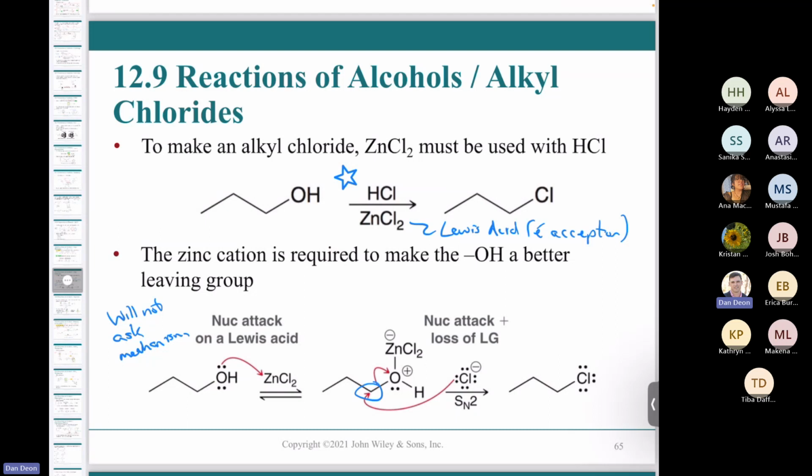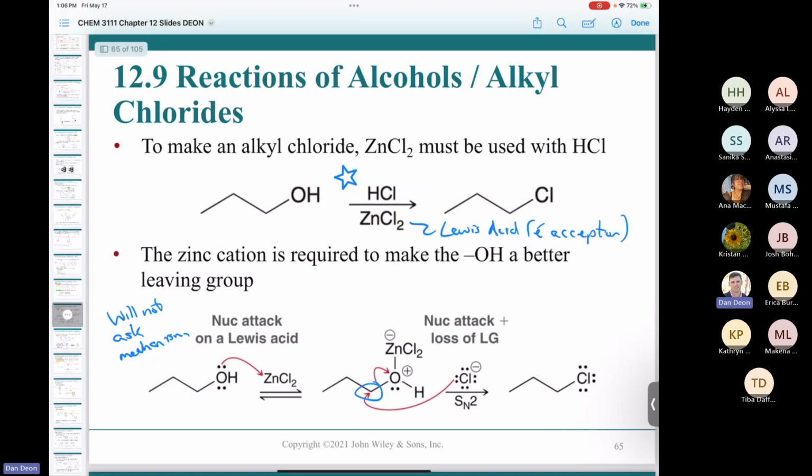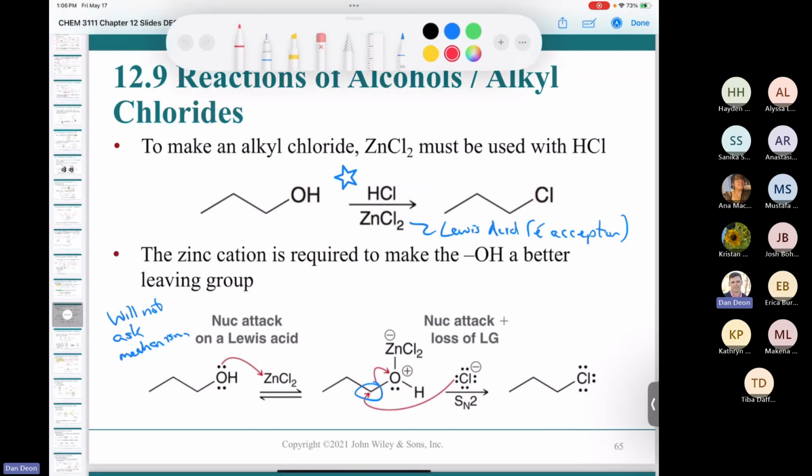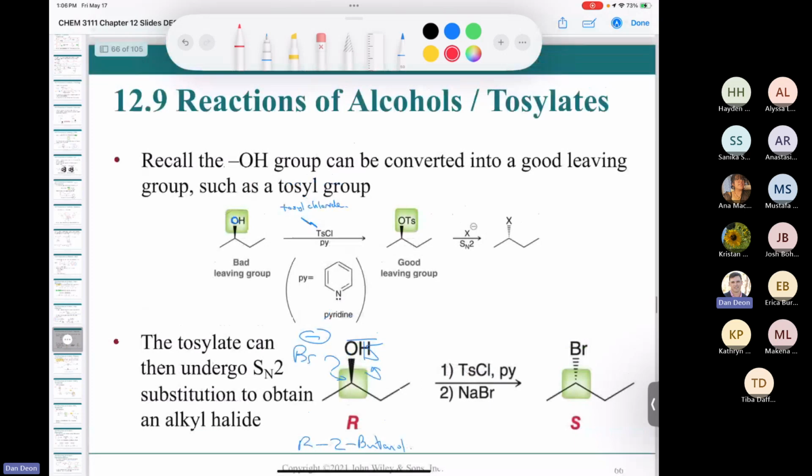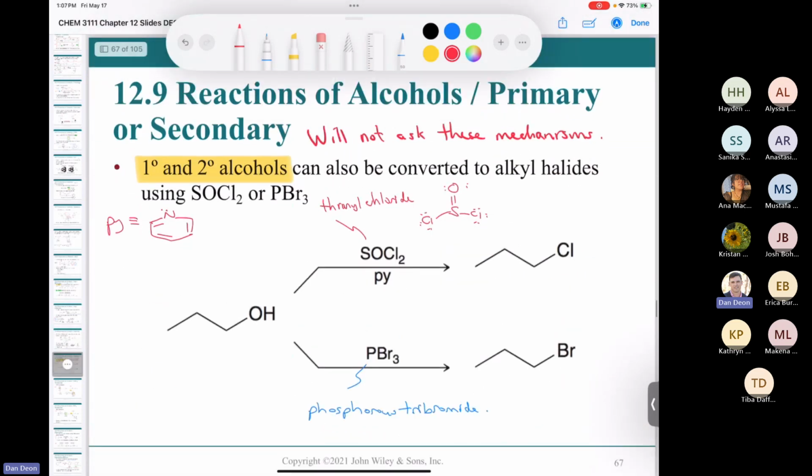I told you, you don't have to know this mechanism. You can even see my scribble right here. I said I will not ask you this mechanism. You just need to know that zinc chloride is the Lewis acid in there. Then we talked a little bit more about tosylates, right? This is something that we learned back in Organic Chemistry 1, but we said we can do an SN2 with a tosylate, right? And then these are two new reactions that we covered last class, okay?